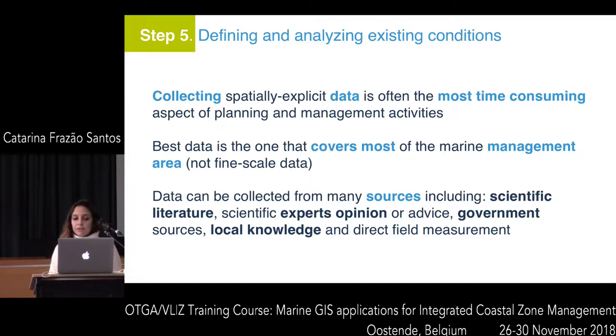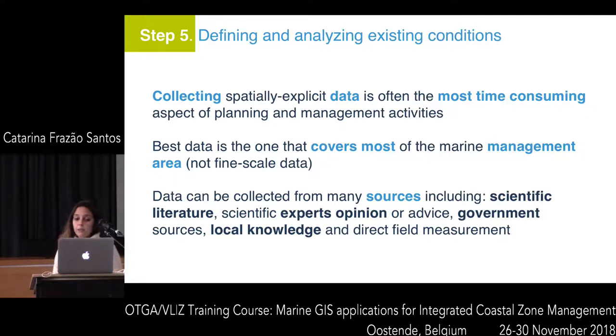When you're developing marine spatial planning, usually the areas that are being managed are large, and the best data is the one that covers most of the marine management area. So fine-scale data is many times not the best option, because you will have it for a certain place, but you will not have it for the entire management area, and you need to make decisions for the entire management area.